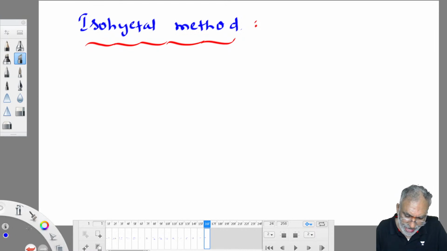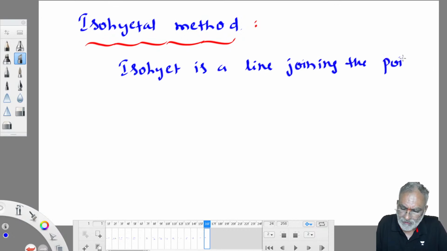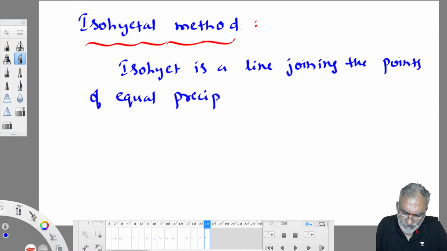So an isohyet is a line joining the points of equal precipitation, or equal rainfall. An isohyet is a line joining the points of equal rainfall.